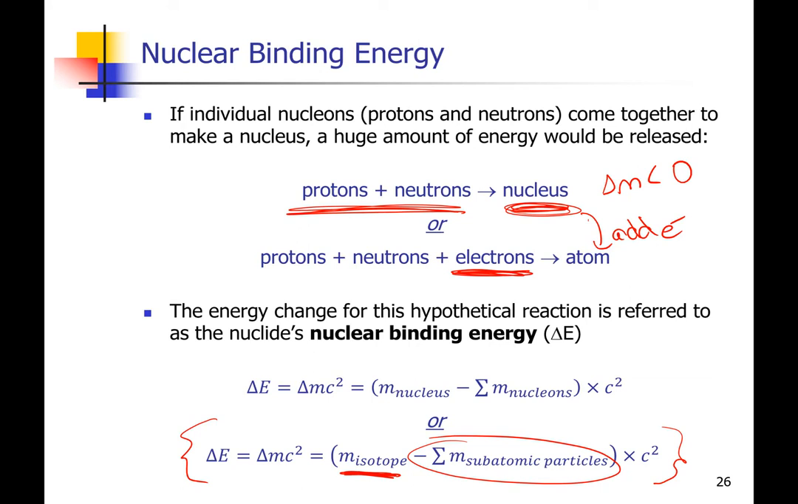That's going to give you a negative value for delta M, a mass defect. Multiply by the speed of light squared, and you're going to get a negative value for delta E, meaning energy is released when the nucleus is made.